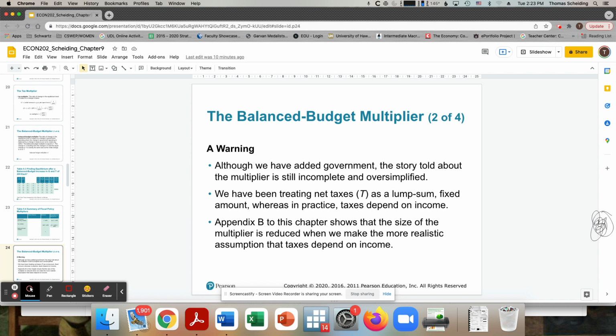And all that this slide is telling us here is that the reality is obviously a lot different. The reality is that people pay taxes as a portion of their income. And so, because people spend a portion of their income, our treatment of doing things with a fixed amount is obviously not realistic.